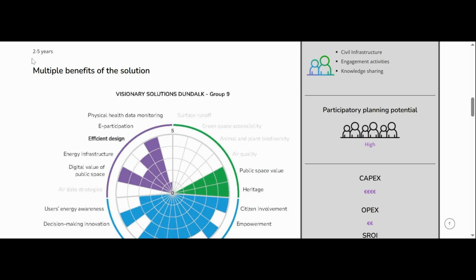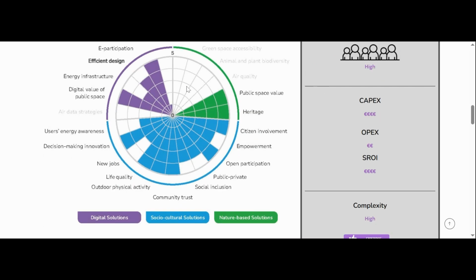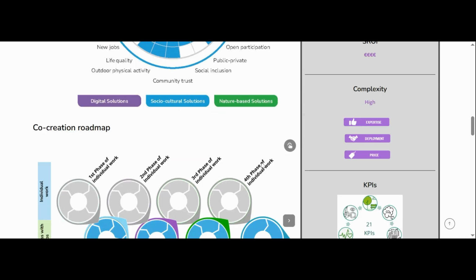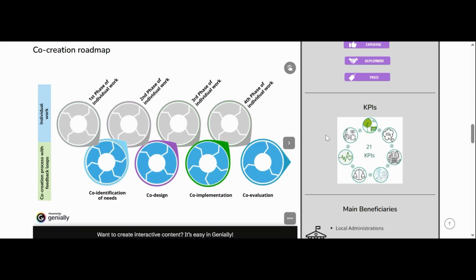The next section entails the multiple benefits of the solution based on 3 categories: digital solutions, sociocultural, and MBS. Further down, you'll find the co-creation roadmap. In this section, you can click the interactive elements to learn more about the work involved in each phase of the co-creation. In VARCITIES, co-creation follows a 4-stage cycle.